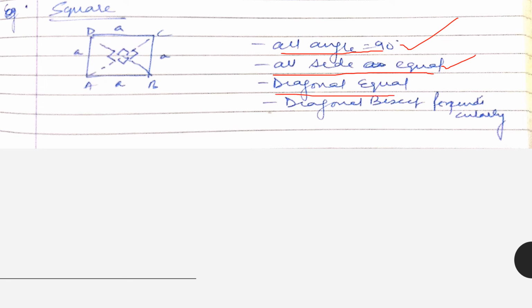Diagonals equal, same in square and yes, rectangle. Diagonals bisect perpendicularly, same in square and rhombus. Now this will help you to solve the question of the next exercise, question number 1. I think you should try it first before I tell you. Okay.